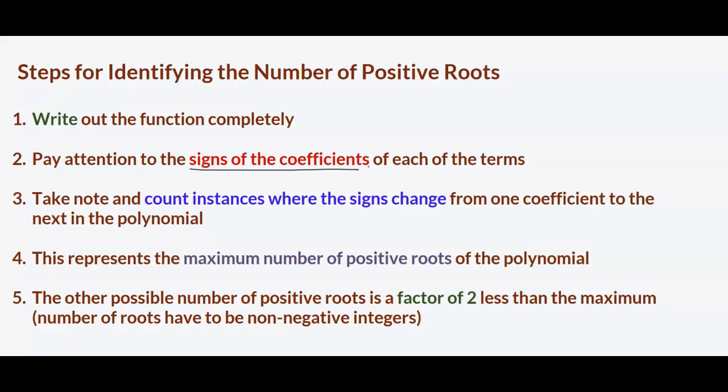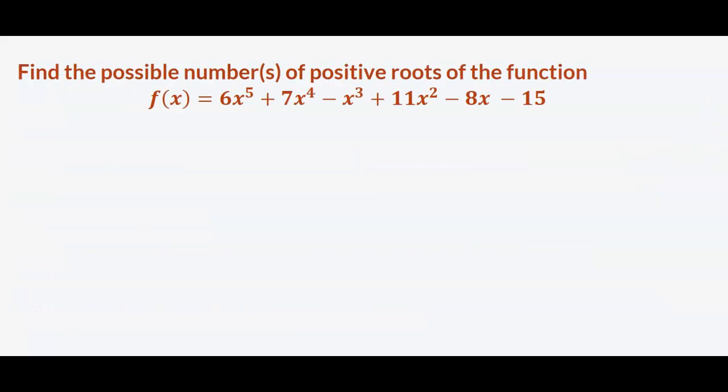And every other possible number of positive roots is going to be 2 less each time. It cannot be greater. It has to be a multiple of 2 less than the maximum. And you cannot get a negative number. You can get 0, but you cannot get negative 1 or lower. So let's try to use this to answer a sample question.